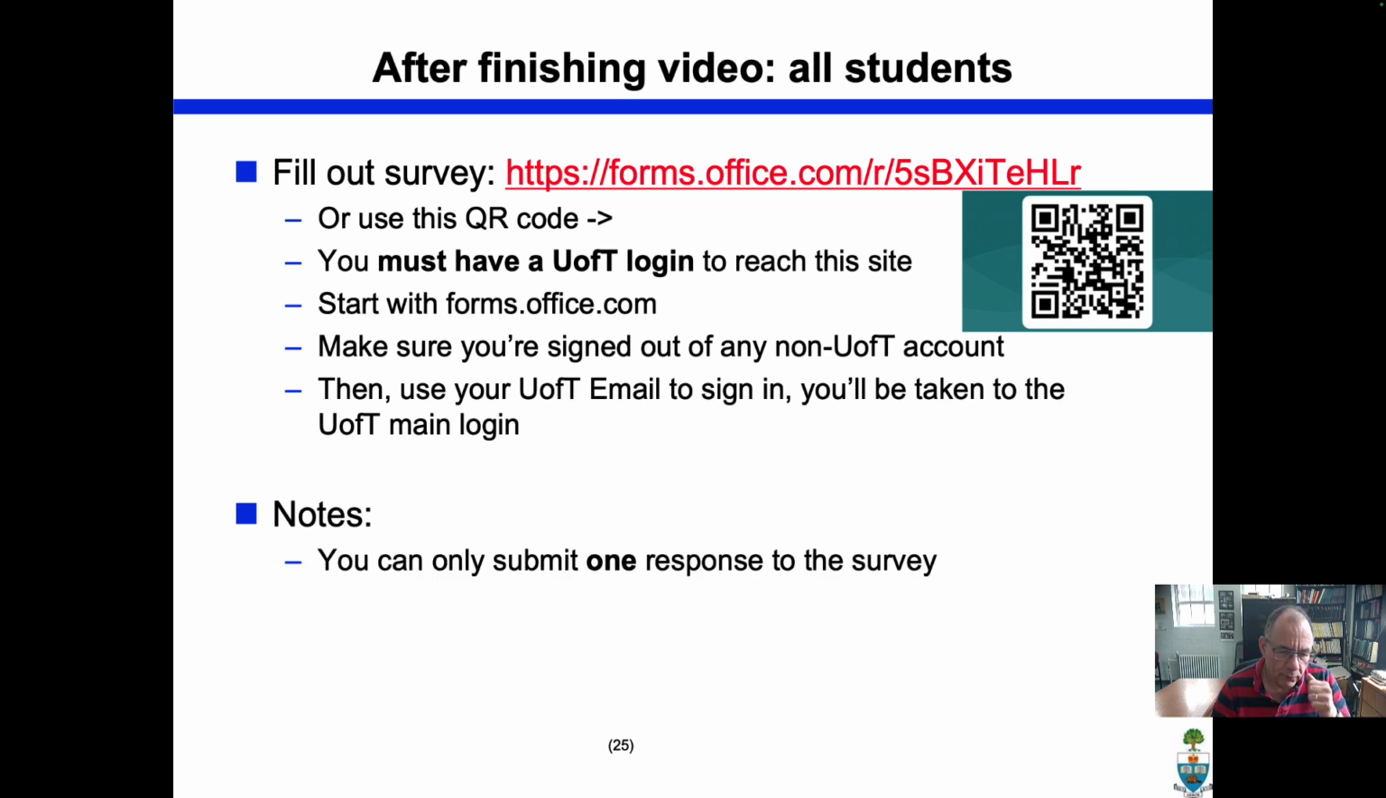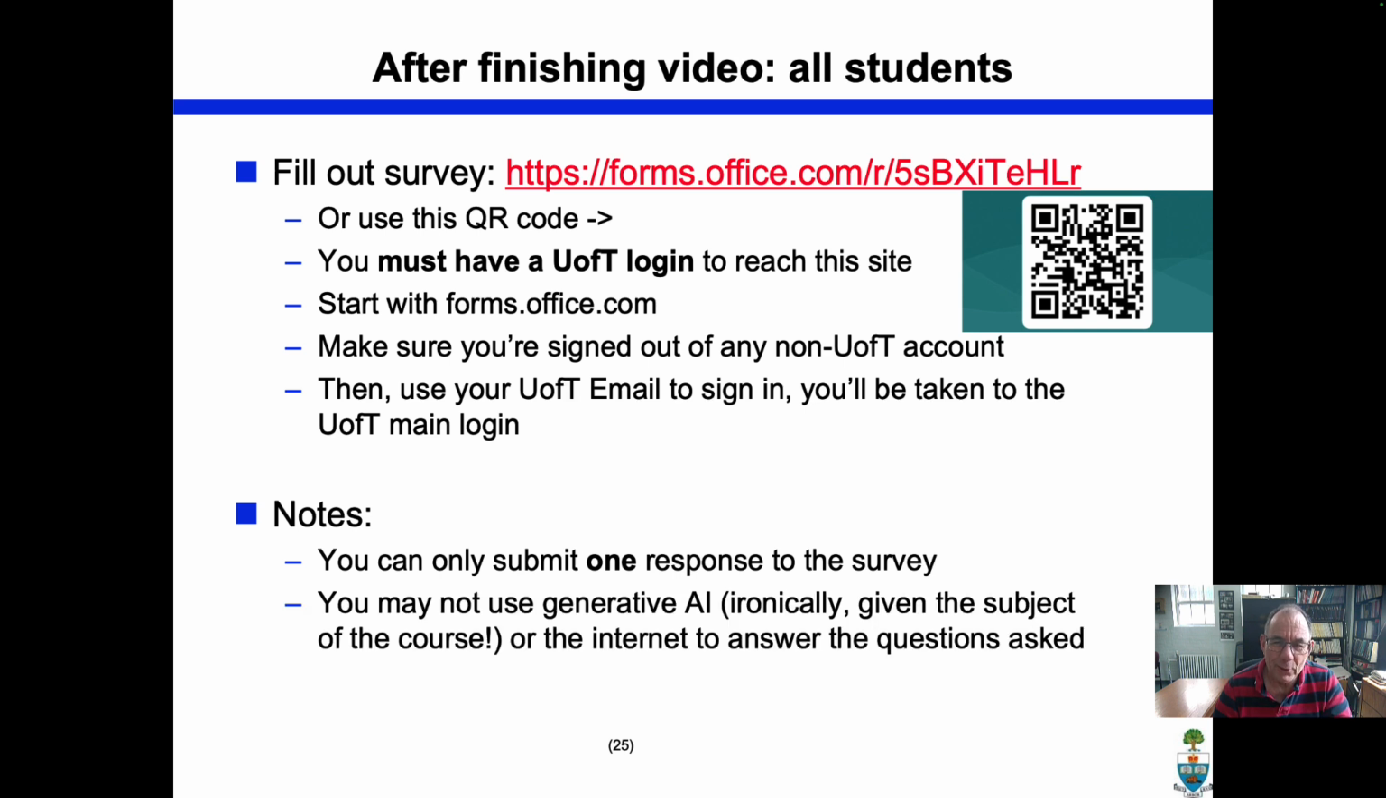2 notes on this. First of all, you can only submit 1 response to the survey. The system will let you do more. And secondly, you may not use generative AI, ChatGPT, or any of its friends, which is ironic given the subject of this course, or the internet to answer those questions asked. And I'll figure it out, so don't do that.